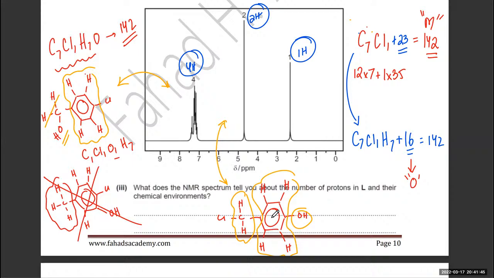So which one is the correct structure? The correct structure has 4, 2, and 1, 3 environments: 4 hydrogens in one environment, 2 hydrogens in a different environment, 1 in a different environment, and there's 2 in the same environment. So the spectrum kind of matches both of them. Is that clear? Yes, sir.